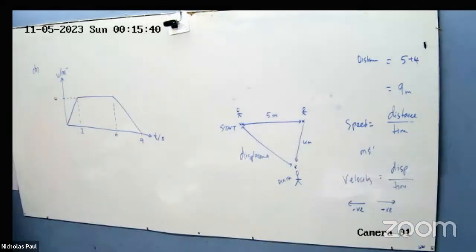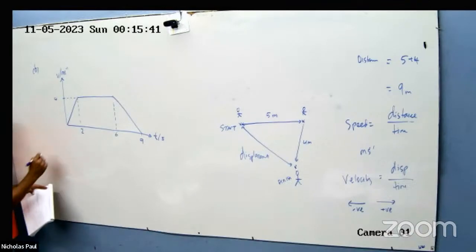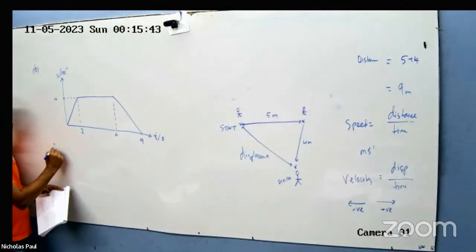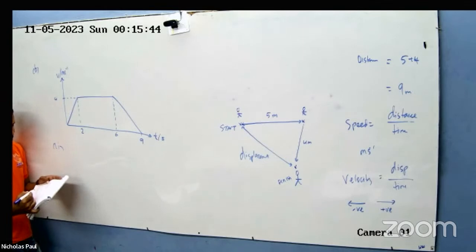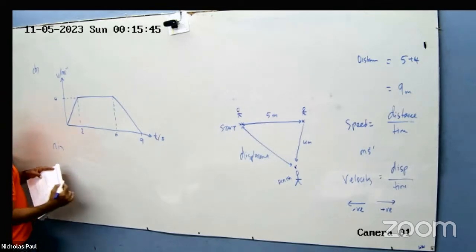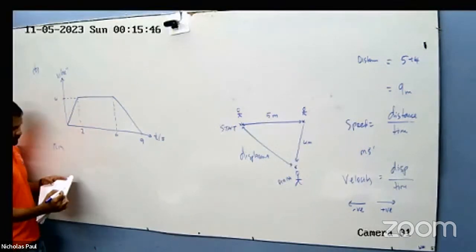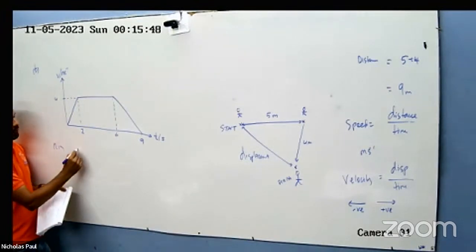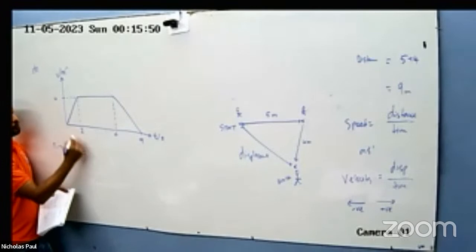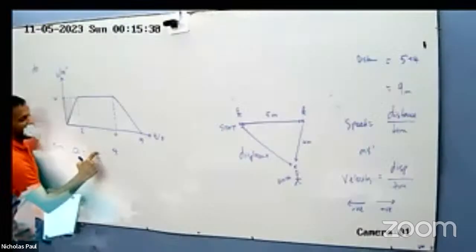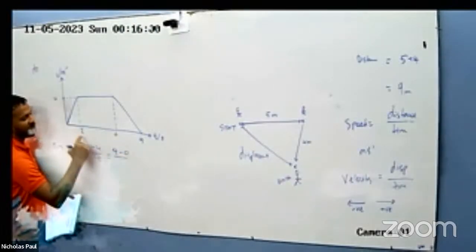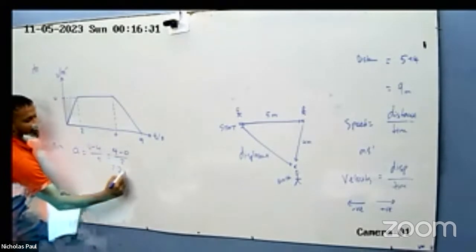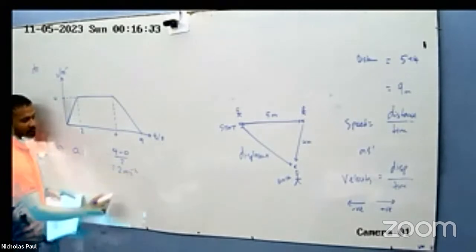Part 2, calculate the acceleration in the first 2 seconds. We just need the gradient, or v minus u over t will give you the same thing. V is 4, initial velocity is 0, time is 2. So the answer is 2 meters per second squared. Or you can just find the gradient and you'll get the same answer.